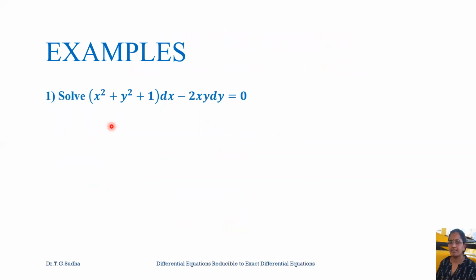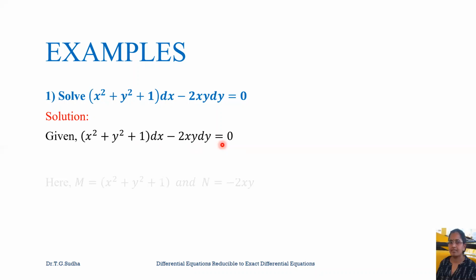Solve (x square plus y square plus 1) dx minus 2xy dy equal to 0. So the solution is, let us consider the given equation (x square plus y square plus 1) dx minus 2xy dy equal to 0. If you compare this with Mdx plus Ndy equal to 0, we get M is equal to x square plus y square plus 1 and N is equal to minus 2xy.